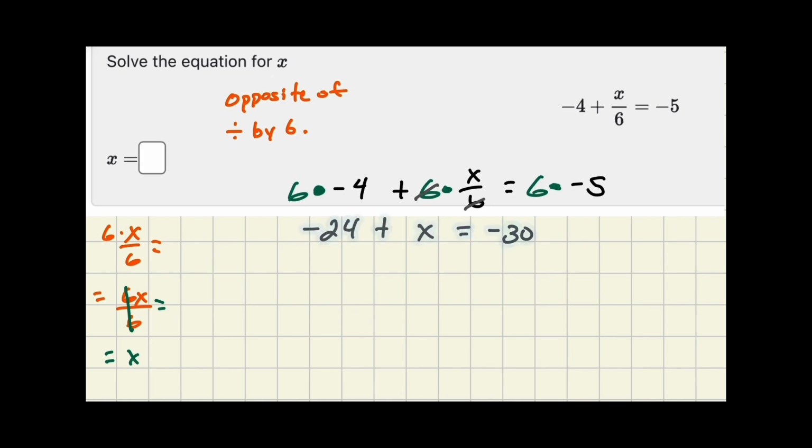And now I have, I would say two-step, but it's not even a two-step. This becomes a one-step equation. -24 plus x equals -30. What's the opposite of -24, right? We solve everything away from the x. The inverse of -24 is +24. And we see my solution already, right? We get a big 0 here. x is equal to -6. Done.